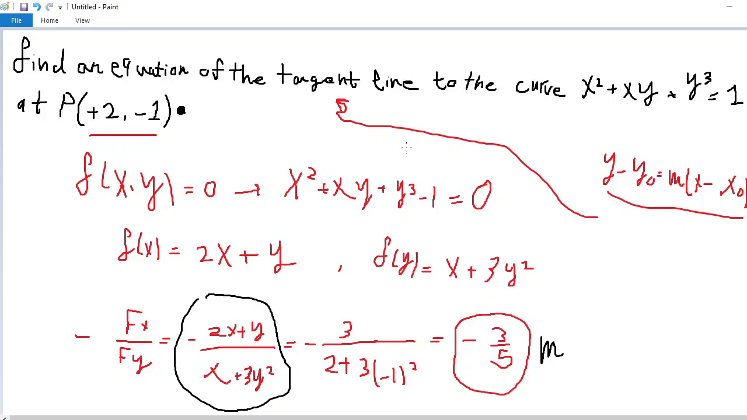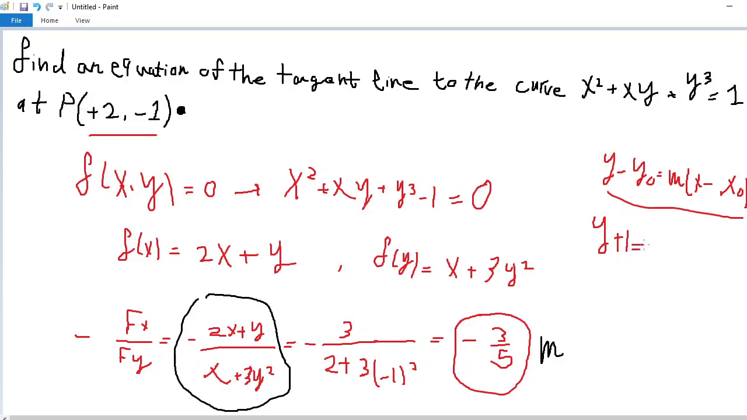So be careful which tangent the question asks for. Let's continue here. So y minus y0. Okay, y0 is here. We are using the point and the m to find the equation of the tangent line. So y minus negative 1 here, so it's going to be plus 1.